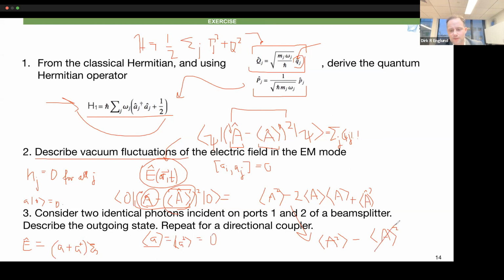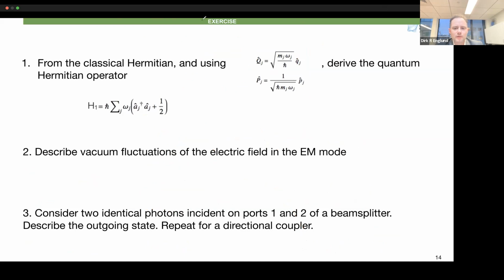So this term goes to 0, but we still have to find the other term, and that term has a surprising outcome. Now we are looking at the electric field operator squared expectation. That's the last term we have to find in that problem.